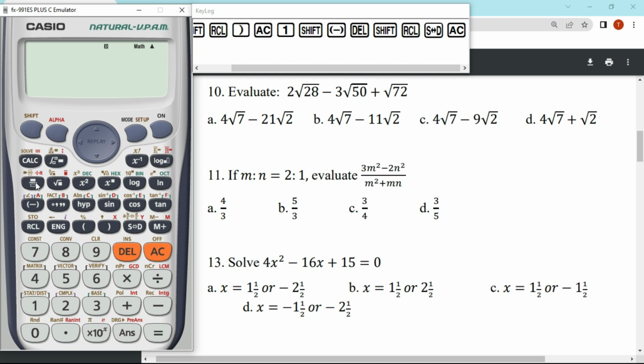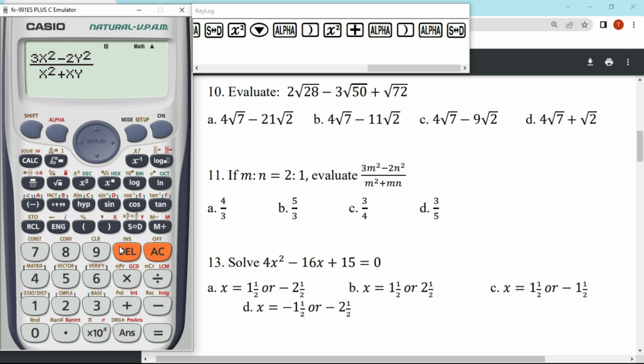So you have to bring the divisional sign here. Then we have what? 3m, which is s squared, minus 2n squared. Mind you, we have the value of m to be s, and then the value of y to be n. Okay, so this expression over m plus m squared plus mn plus mn. So we have this done already.